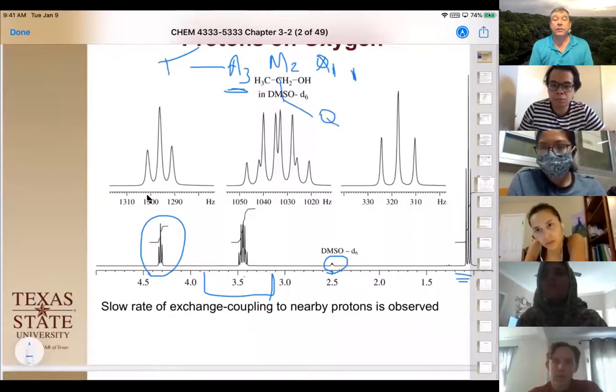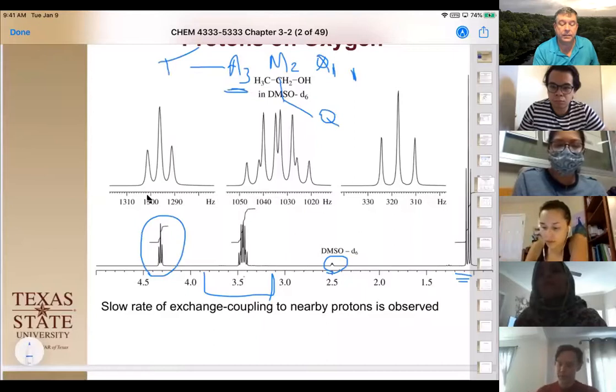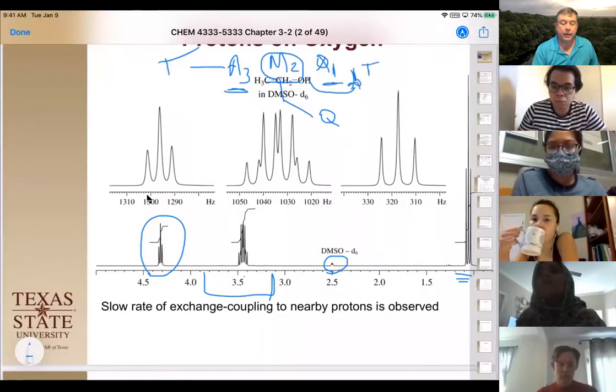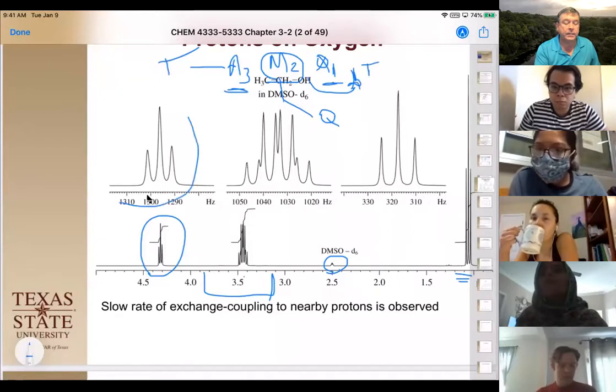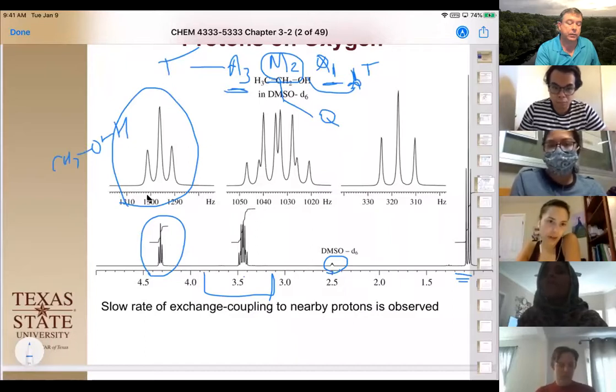Okay. However, we don't see that. So let's use that Pople notation to figure out exactly what we should have. In this case, we have 2 protons next to 1 proton, which means this OH here should now be a triplet. And if we look here, we see a nice triplet, and this is the triplet for the OH next to that CH2.